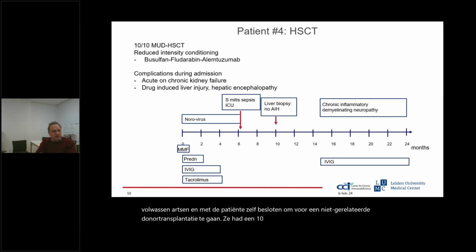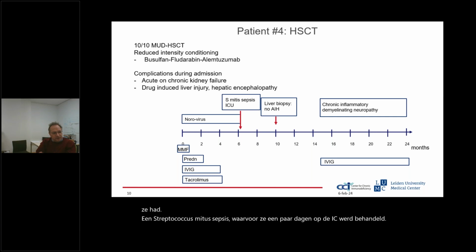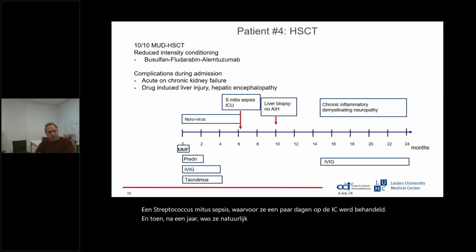She was treated with reduced intensity conditioning. She had quite a few complications: acute and chronic kidney issues, and a drug-induced liver injury. She had a Streptococcus mitis sepsis, for which she was treated in the ICU for a couple of days. Then after a year, she was recovering, and she developed chronic inflammatory demyelinating neuropathy in the legs and arms, which was then treated with immunoglobulins. And now she's 2 years out of transplant, completely donor chimera.